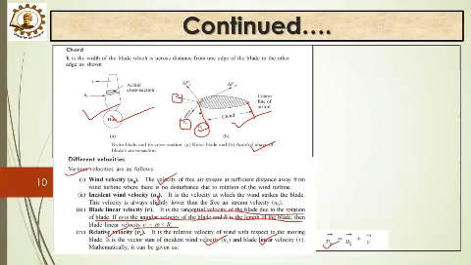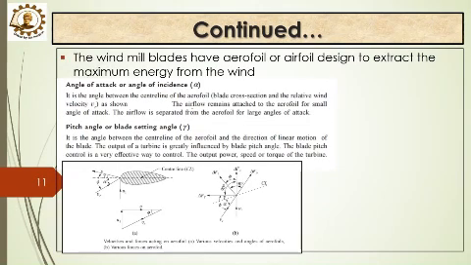This is V, this is the resultant. So we have wind velocity, incident wind velocity, blade linear velocity, and relative velocity. Now, coming to the next, what we can say is that windmills can extract the maximum energy from the wind because of the aerofoil or airfoil design.